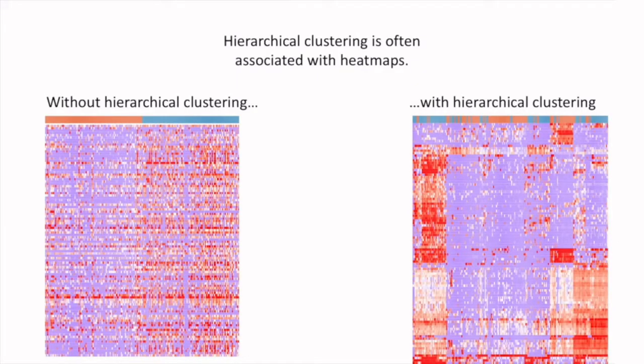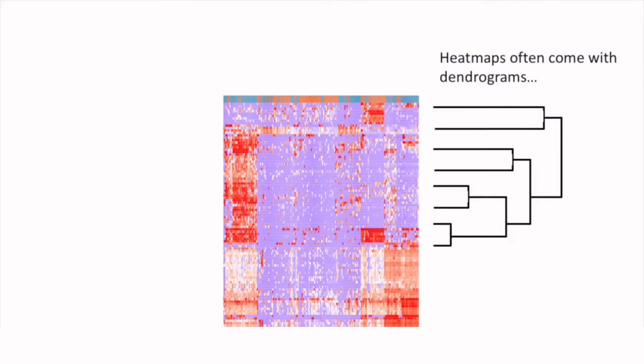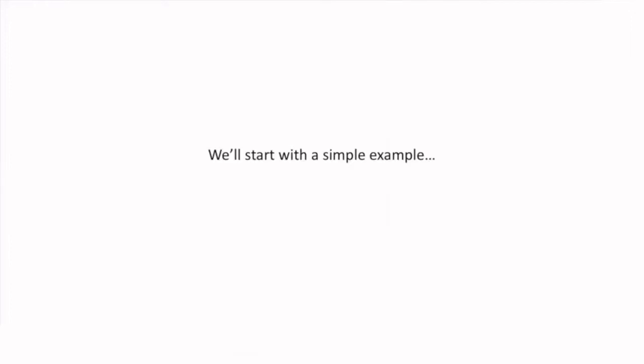Okay, so on the left hand side we have a heat map without hierarchical clustering, and on the right side we have a heat map with hierarchical clustering. So you can see that the clustering makes a big difference on how the data is presented. Heat maps often come with dendrograms. We'll talk about those too. Okay, so let's get started. We'll see with a small example.